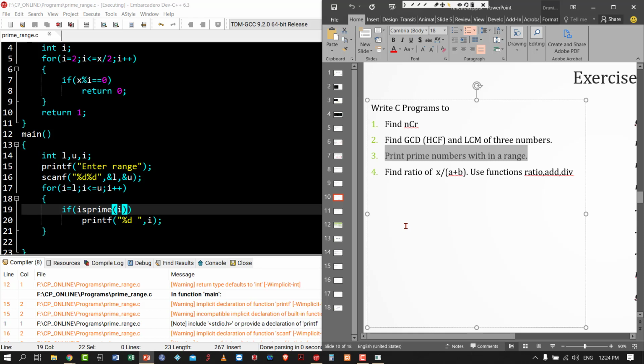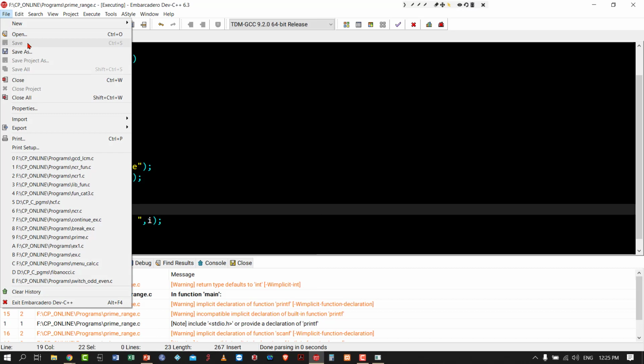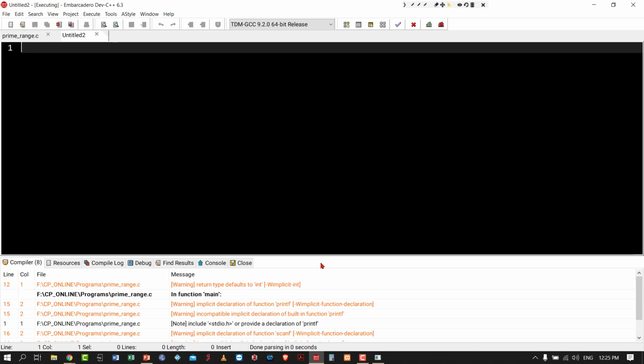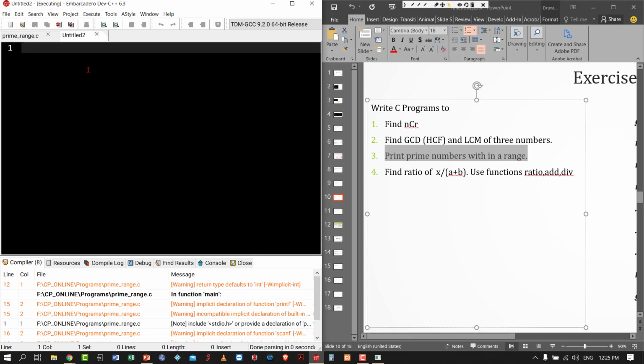I'm moving to the next program. It's a very simple one. It is to understand nesting of function. Nesting of function means from one function we can call another function. To understand that well, I am writing this: find the ratio of x by a plus b. We have to use three functions: ratio, add and division. So three functions are there.